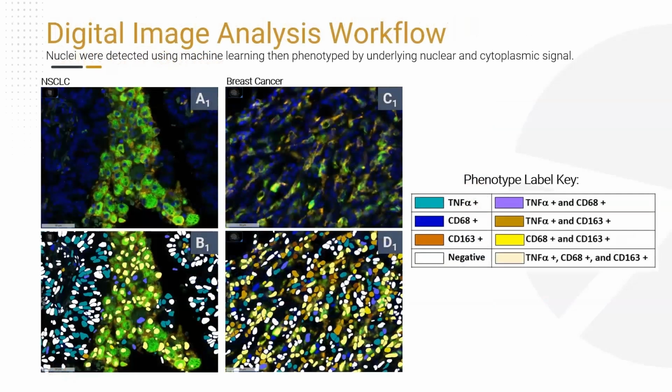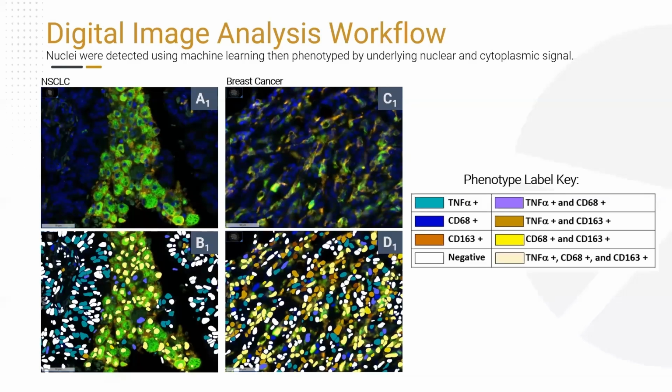We then performed our image analysis workflow, and this is where the nuclei were detected using machine learning, then phenotyped by the underlying nuclear and cytoplasmic signal. Here I'm also showing a detailed 4DX view of the NSCLC sample on the left-hand side.